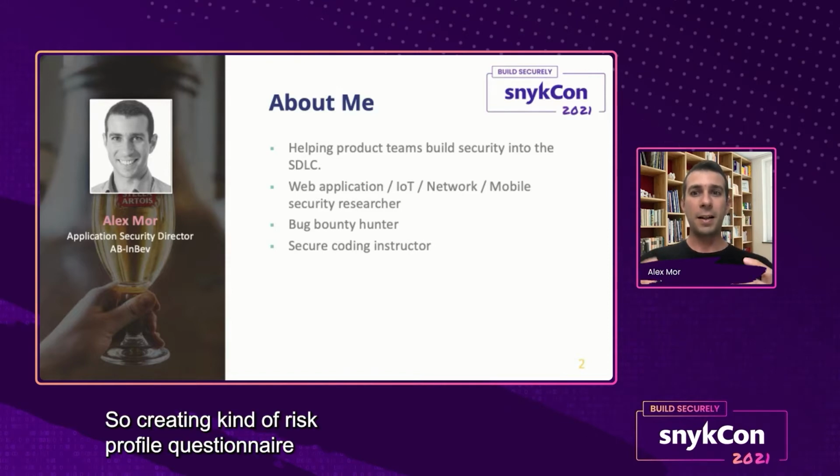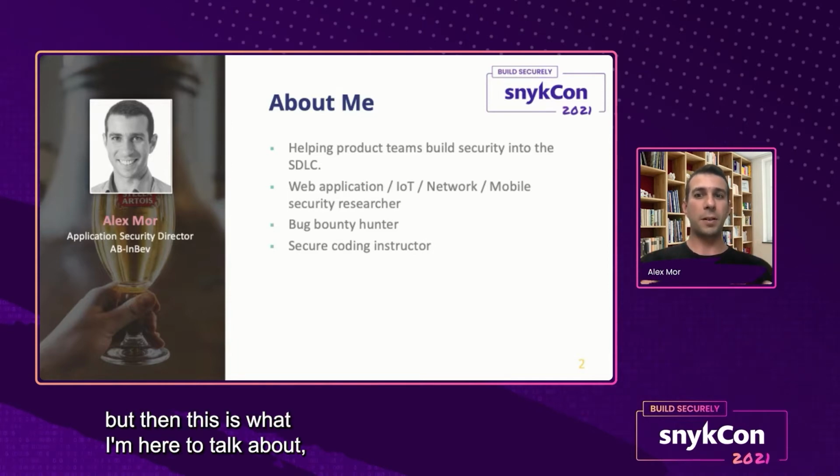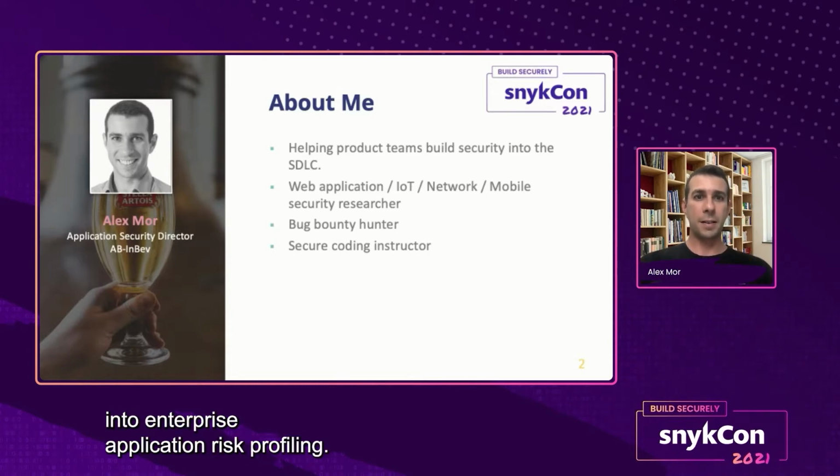Creating a risk profile questionnaire really started as an Excel sheet, an MVP, but this is what I'm here to talk about: how do you scale a number of applications into enterprise application risk profiling?